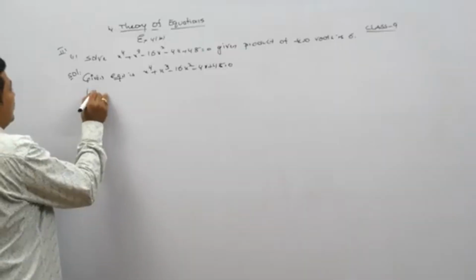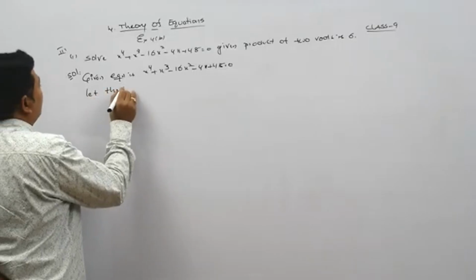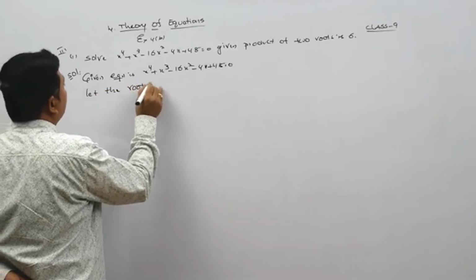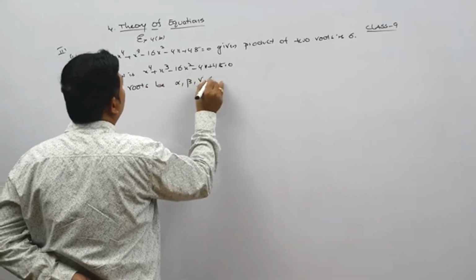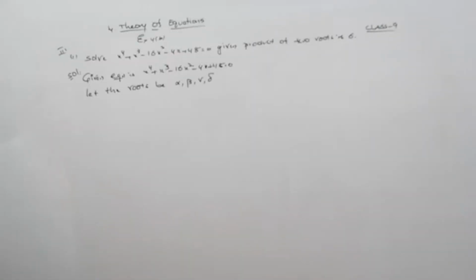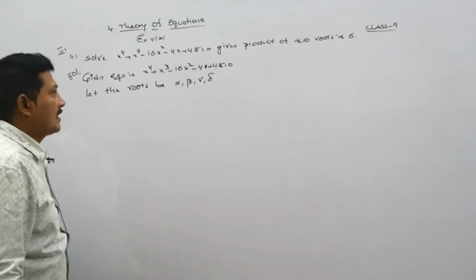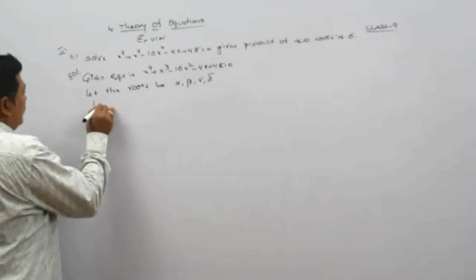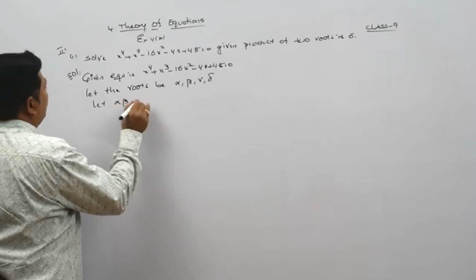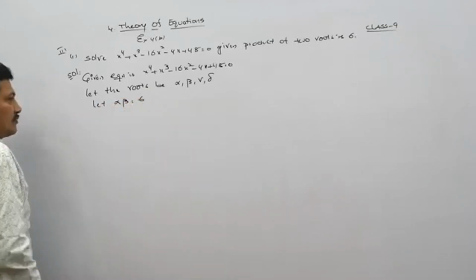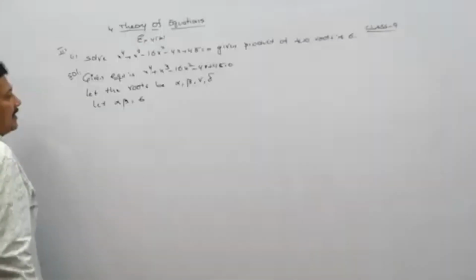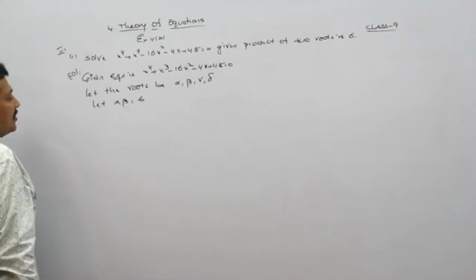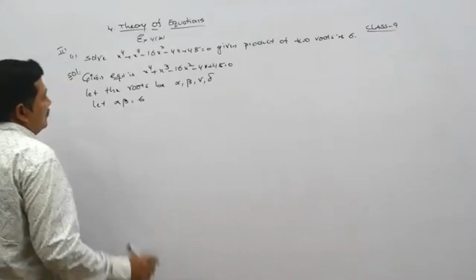So let the roots be alpha, beta, gamma, delta. We are given product of two roots is 6. You can take any two, and here I consider alpha beta is equal to 6. Product of two roots, I consider here alpha into beta. You can consider gamma delta, you can consider alpha gamma as per your choice. So let alpha beta is equal to 6.